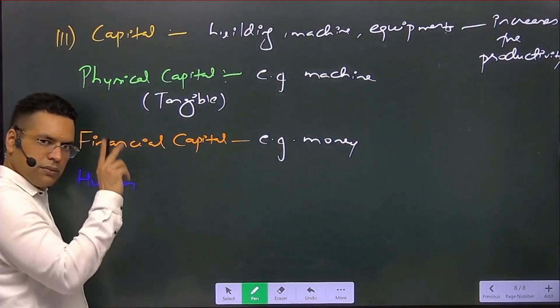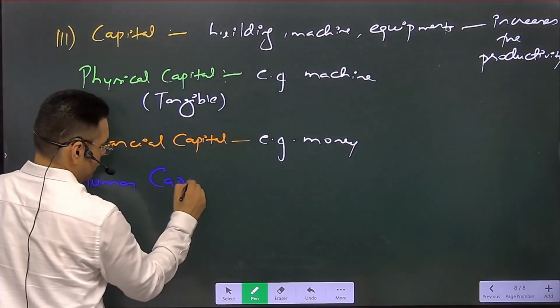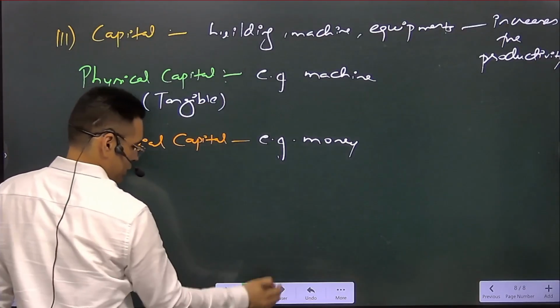Is this visible at the back? Human capital. No, it's not visible. Online students. Yeah.